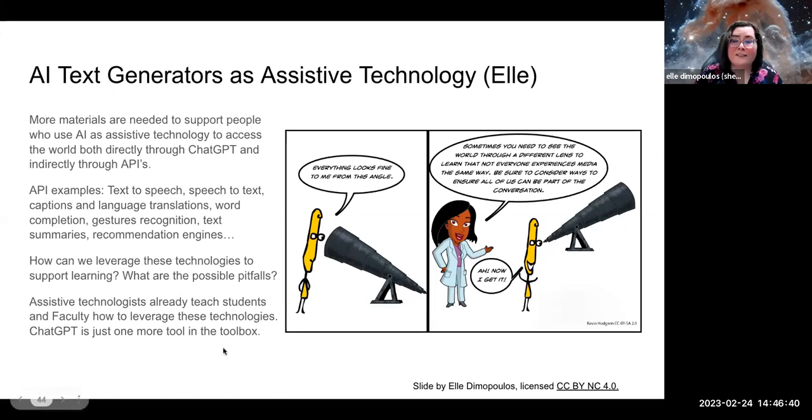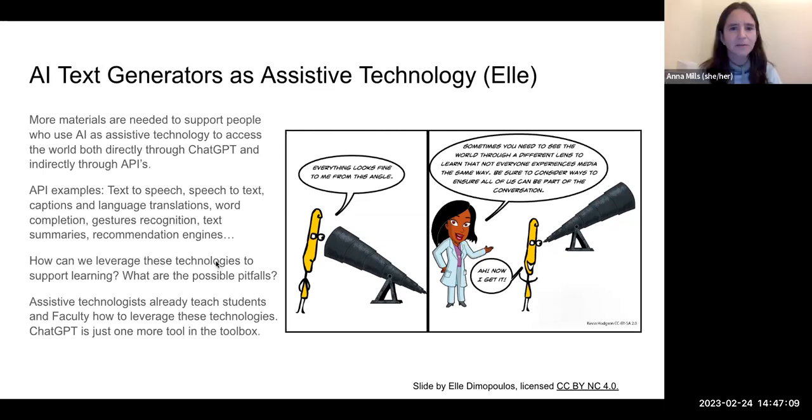So assistive technologists and accessibility folk in the field are already using these technologies and have been for a long time, on how to increase academic success. ChatGPT, it's really just one more tool we have to learn and provide guidance to our students for their own learning. Thanks, Adam. Thank you.